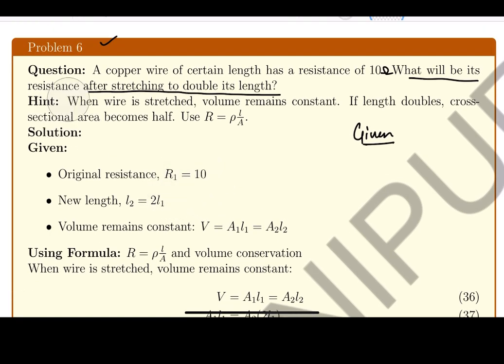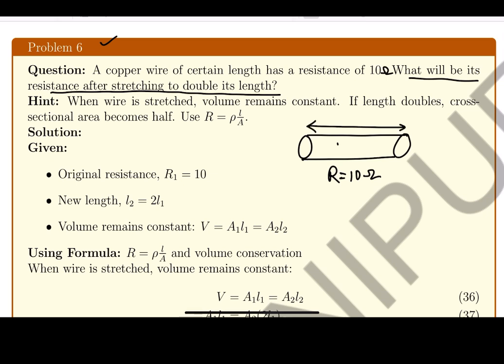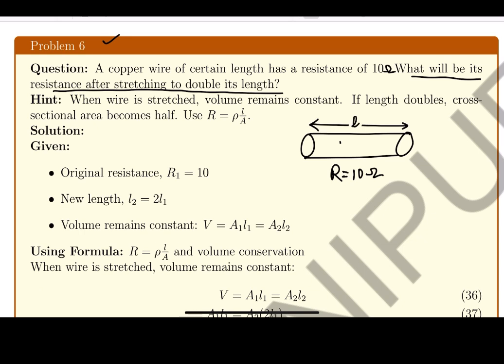First, let me make you understand the question. This question is interesting. There is a copper wire, and this copper wire has a resistance of 10 ohm. Now this has a length. The length is not given in the question, so let's say the length of this wire is L. Now what I'll do is stretch this wire to double its length. So the length will become double. If this was L, this will become 2L.